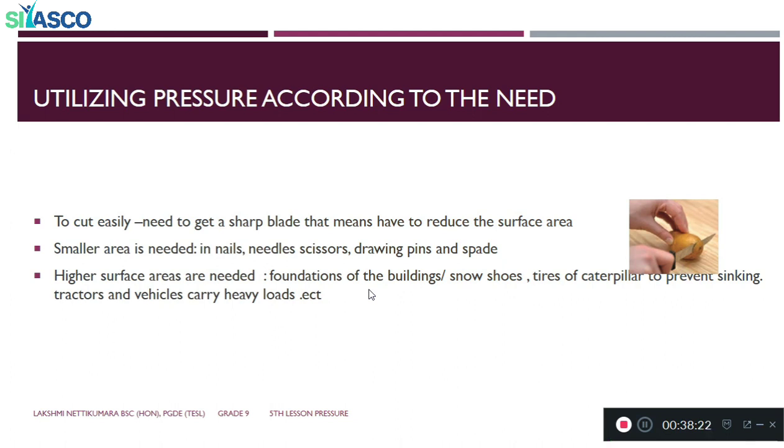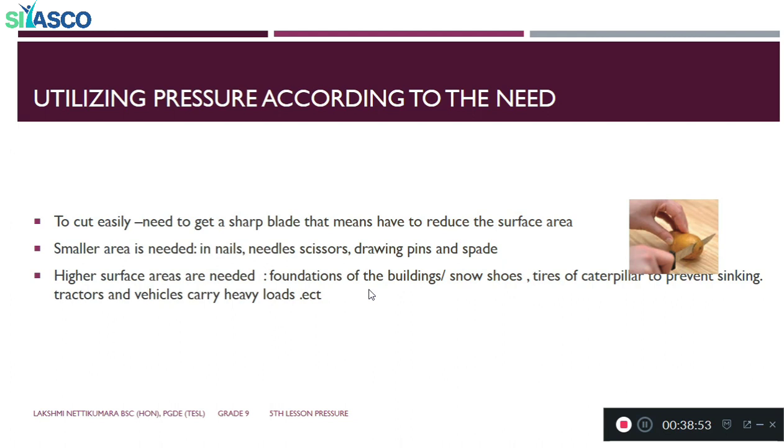You want to cut easily. You know that you cannot do it with a blunt blade. What you should do, you have to sharpen the blade. That means you reduce the surface area. In the same manner, you need a very small surface area when you are using a nail, needle, scissor, drawing pins or spade. But in some situations, it is essential to get high surface area.